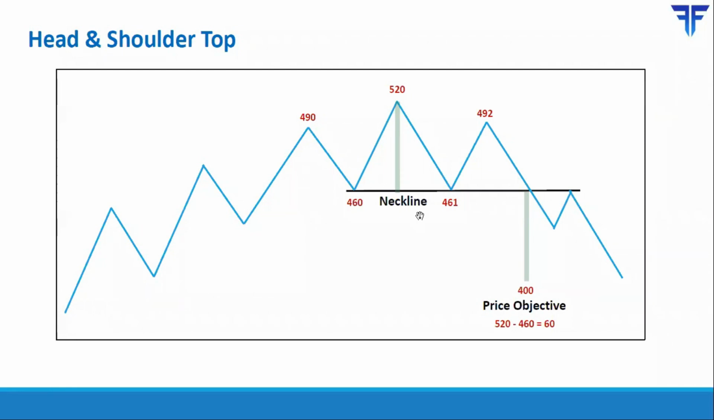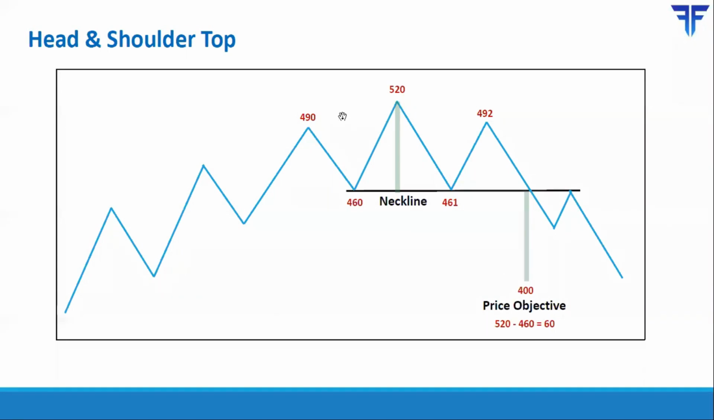Now, how do you calculate the price objective of this pattern? You measure the vertical distance from the high of the head to the neckline, and then you subtract that distance from the neckline. That will be your minimum price objective. In this particular case, the high of the head is at 520 and the neckline is at more or less 460. So you calculate the distance between 520 and 460, which is 60 points. Then you subtract it from the neckline of 460 to get a price objective of 400.